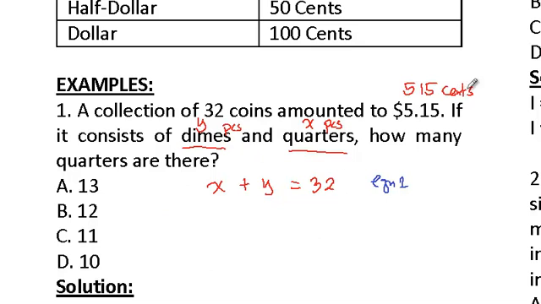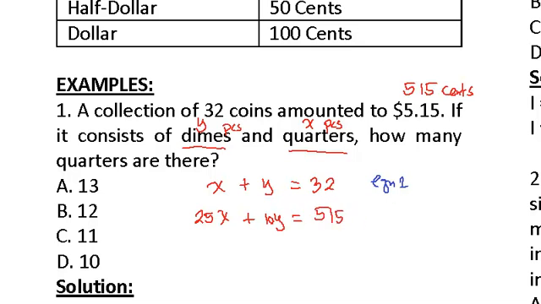So how do we write that? x is the quarters, so the value of the quarters will be x times 25, right? Quarter means 25 cents, meaning 25 times x. This is the value of the quarters. Like if there is 1 quarter in the collection, then we will have 25 cents for that. Plus, how about the y? It will be 10y, and that must be equal to 515.